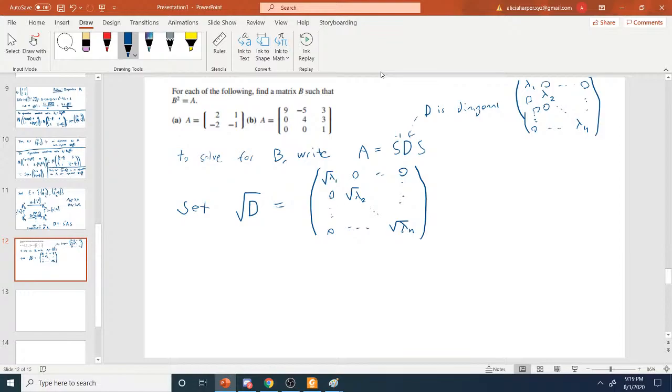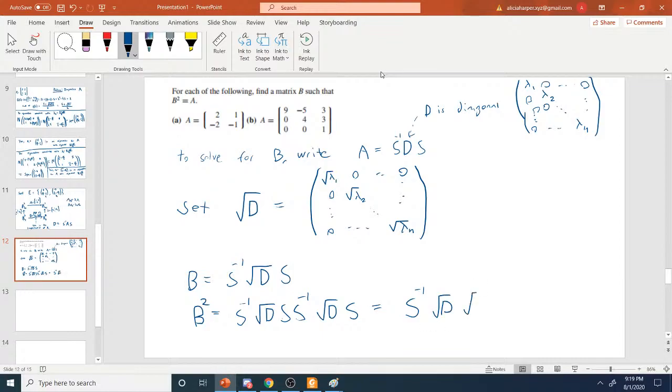Then, if you set B equal to S inverse times the square root of D times S, then B squared is going to be equal to S inverse times the square root of D times S, times S inverse times the square root of D times S. This S cancels with this inverse, so I just get the square root of D times the square root of D times S. Well, the square root of D times the square root of D is clearly just this matrix D, so this becomes S inverse times D times S, which is exactly A.